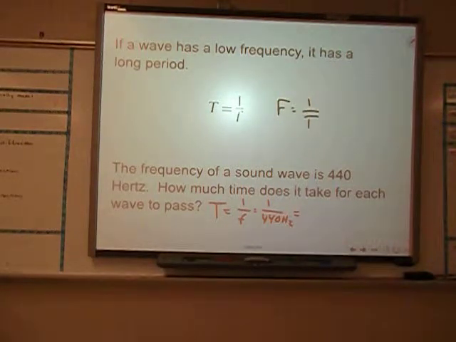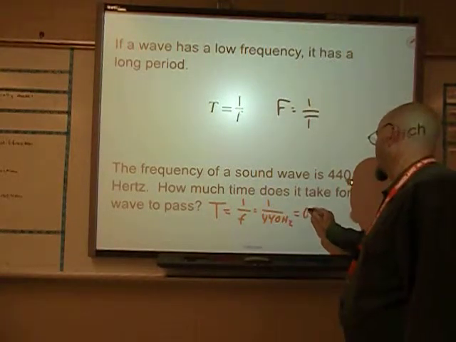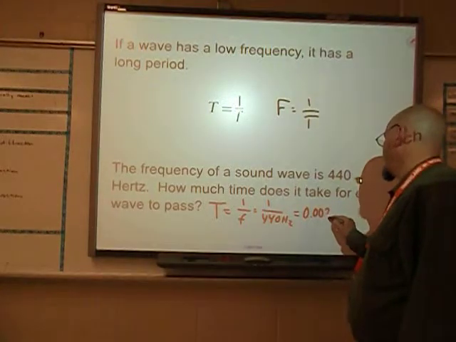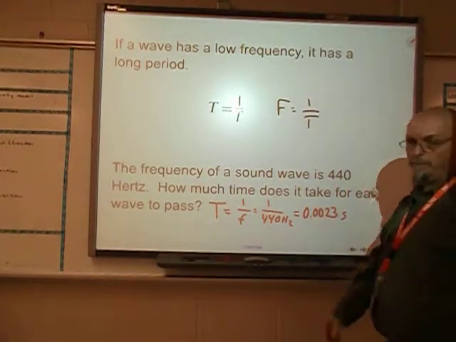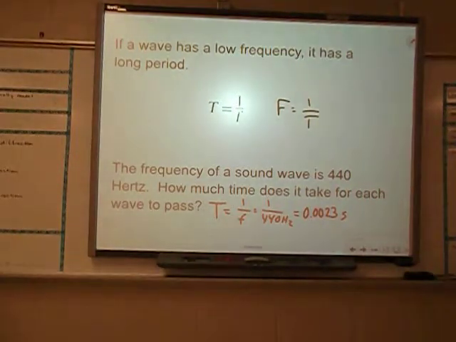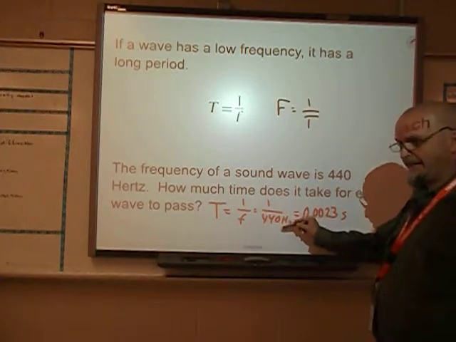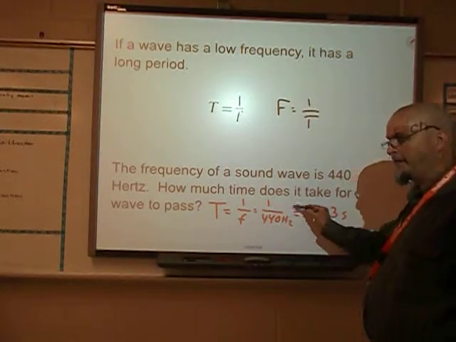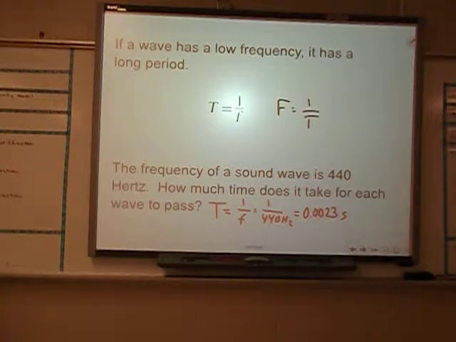1 divided by 440 is 0.0023. And that will be seconds. Hertz is waves over seconds, because seconds is in the denominator of the denominator. It moves up. And so your period ends up being measured in seconds.